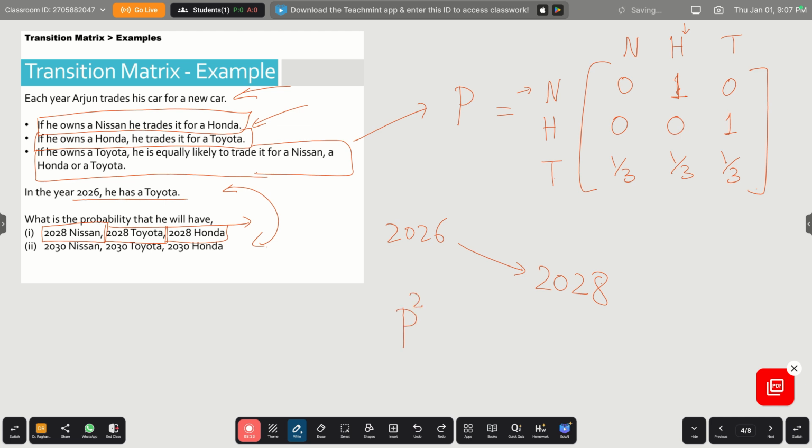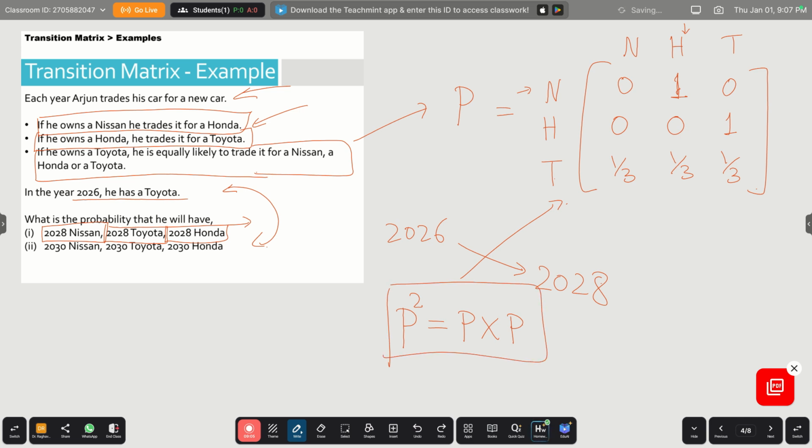Alright, how do you calculate P power 2? It is P multiplied by P. Matrix multiplication. P is available here, the transition matrix. If you find P into P, you will get P square. Once again I am telling, if you do not know how to multiply two matrices, check one of my earlier videos. I have given the link in the description box. Okay, let's see what is P square.